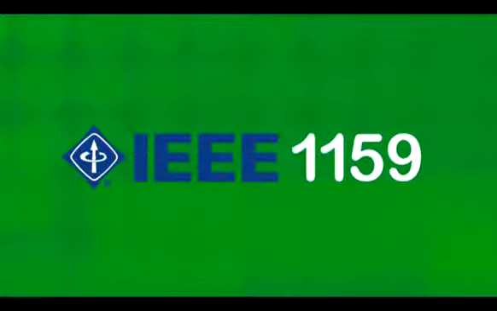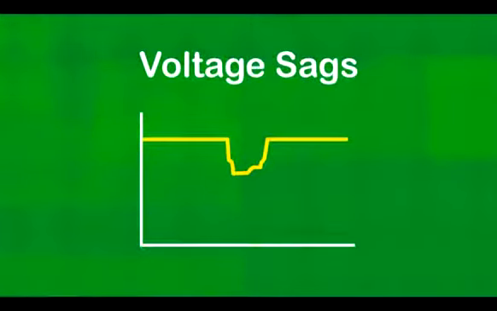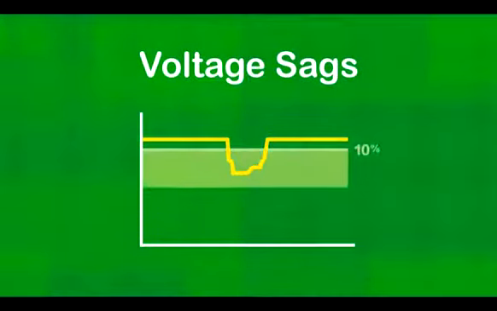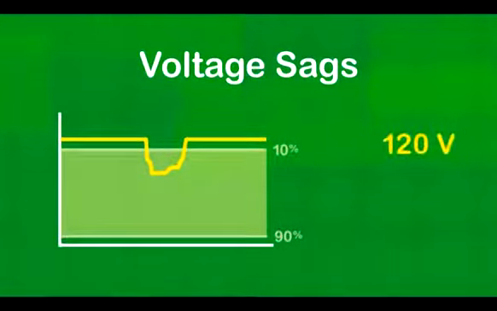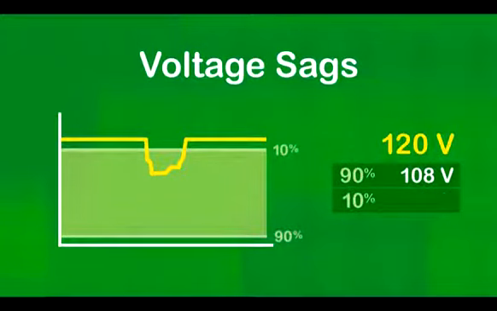Based on IEEE 1159-2009, voltage sags have magnitudes from 90% down to 10% of the rated nominal voltage. This means a voltage sag on a 120 volt rated electrical system is defined as an event ranging from 108 volts down to 12 volts for a duration of less than 1 minute.